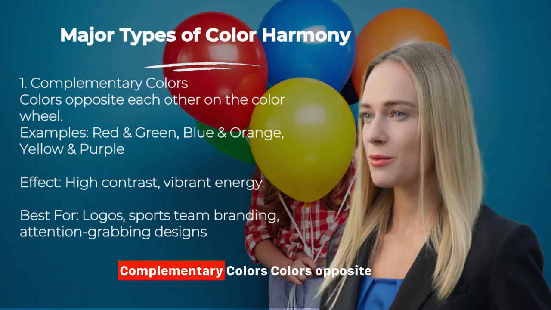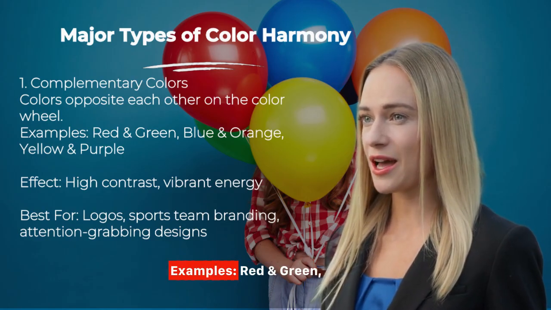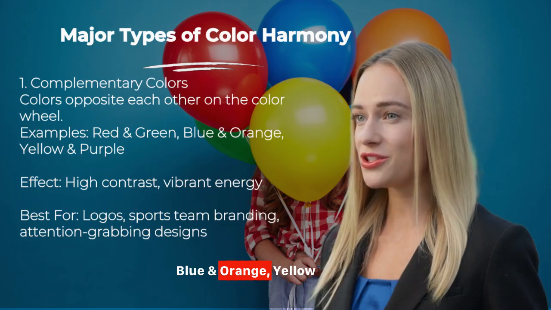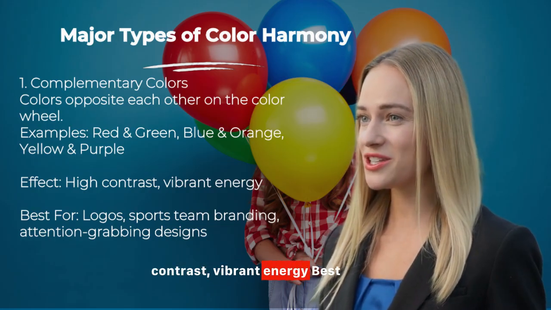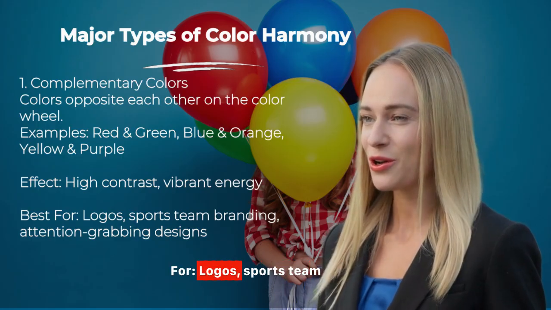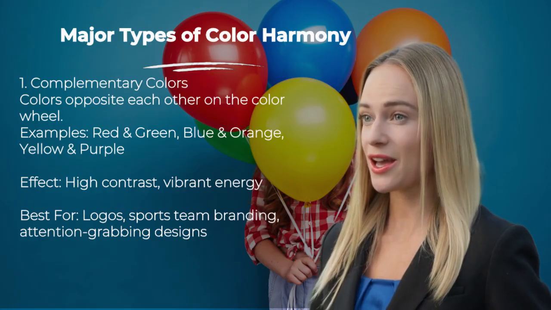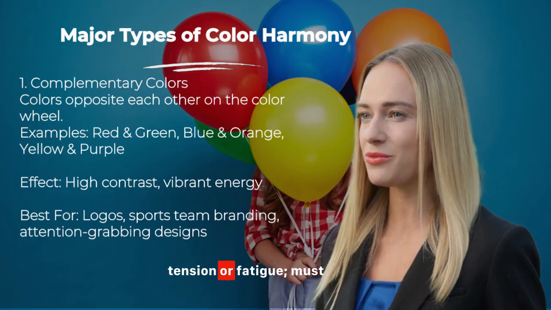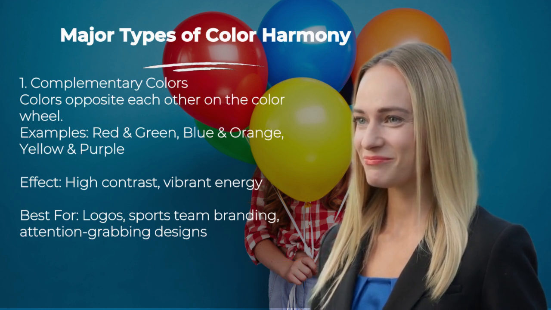2. Major types of color harmony. 1. Complementary colors. Colors opposite each other on the color wheel. Examples: red and green, blue and orange, yellow and purple. Effect: high contrast, vibrant energy. Best for logos, sports team branding, attention-grabbing designs. Risks: overuse can cause visual tension or fatigue. Must be balanced with neutrals or tints/shades.